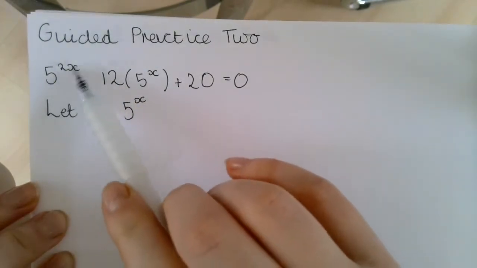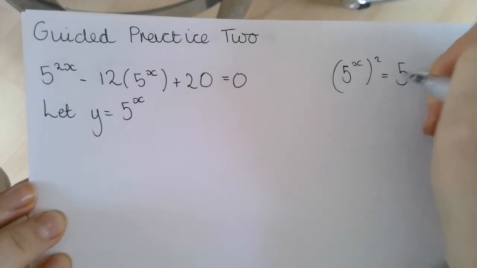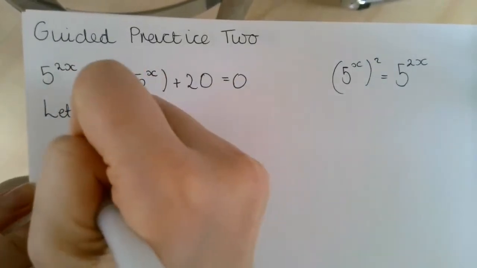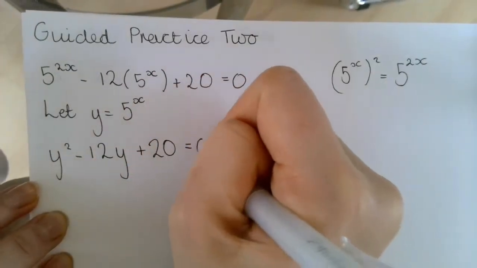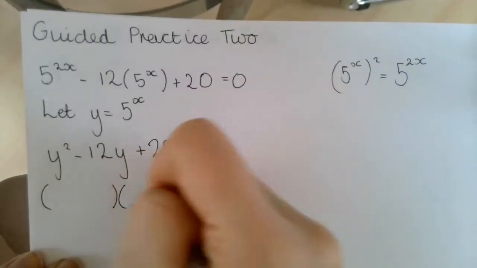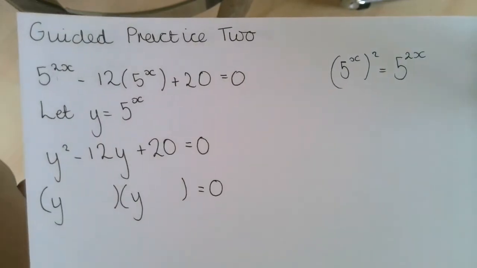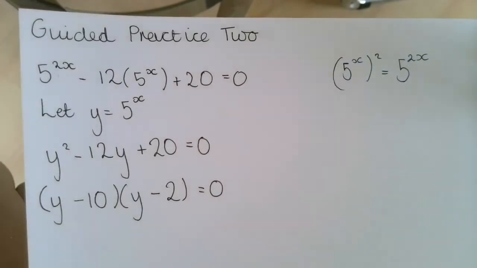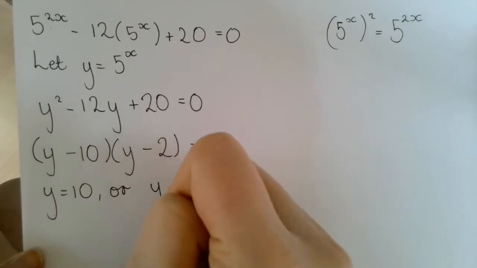So 5 to the power of 2x, just as a little note, if we square 5 to the power of x, we get 5 to the power of 2x. That's our laws of indices. So that first term is equal to y squared. We're subtracting 12 lots of y, and we're adding 20, which is equal to 0. Now we can start solving this quadratic by factorising. So we've got y at the beginning of each bracket, and this factorises to y minus 10 multiplied by y minus 2. So we've either got that y equals 10 or y equals 2.